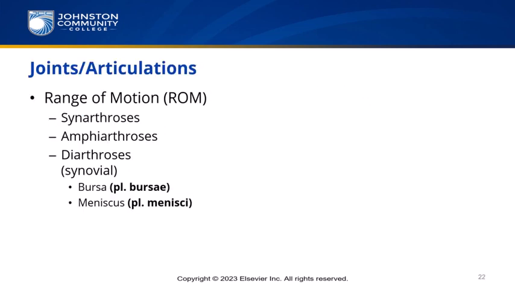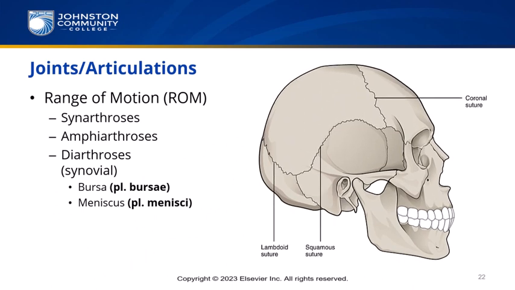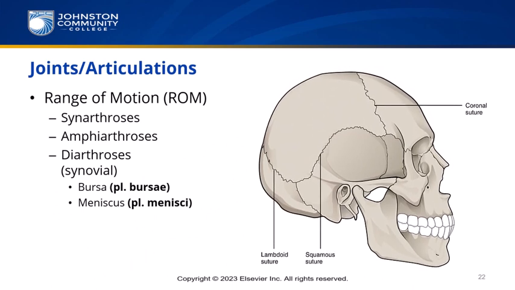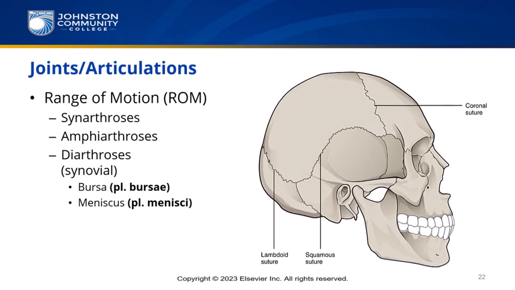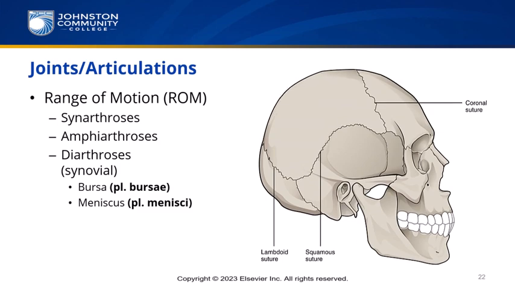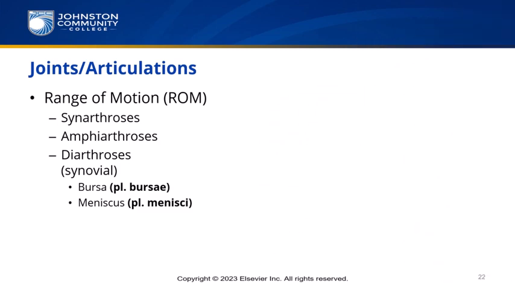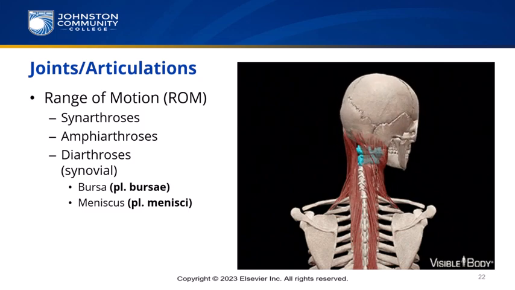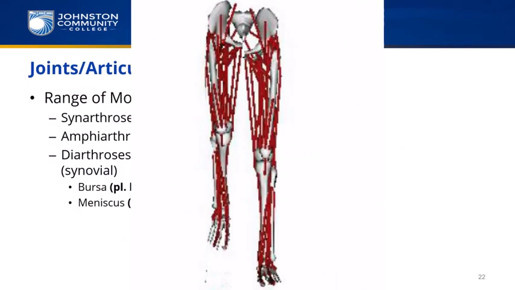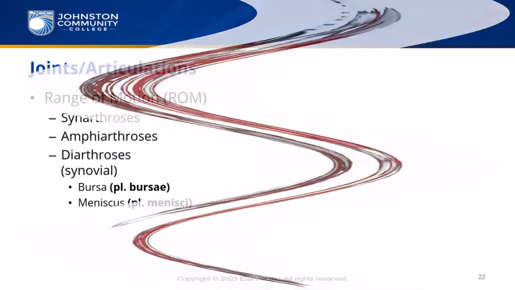Joints, or articulations, are the areas of the body where 2 bones join. The range through which a joint can be moved is the range of motion, or ROM. Synarthroses, with our word part syn meaning together, are joints that have no movement because they are joined. An example would be the joints between the bones of the cranium. Amphiarthroses gives us that word part amphi, which means both, which are joints that have limited motion, such as the vertebrae or the pubic bones.